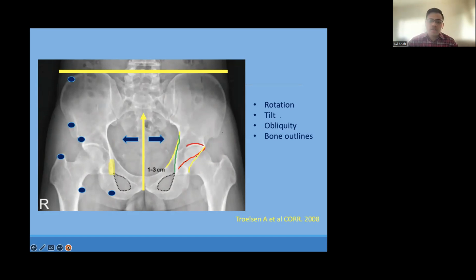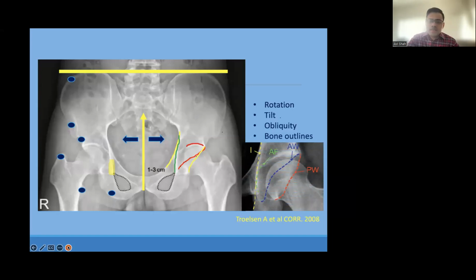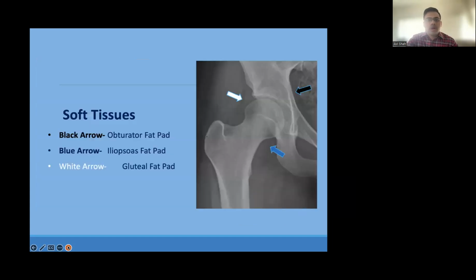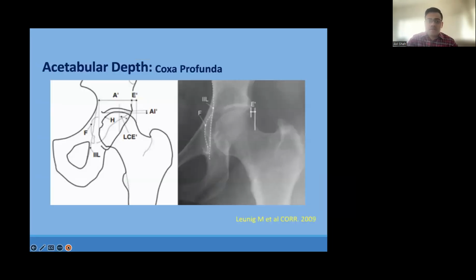The anterior wall line is drawn from the teardrop, if you just chase it up right till the tip of the sourcil, that will be your anterior acetabular wall, and the posterior wall is drawn when you chase up the border along the ischial tuberosity, going up till the lateral edge of the acetabulum. So these are all the lines, and the interrelationship of all of these lines is quite important for us. We should also look at the soft tissues, the obturator fat pad, the iliopsoas fat pad, and the gluteal fat pad, which sometimes let us know regarding inflammation of the hip joint.